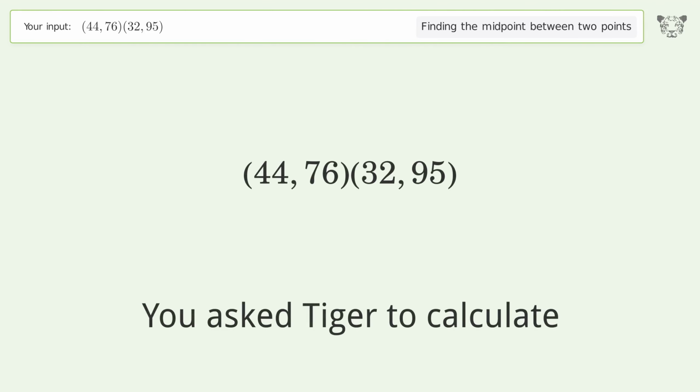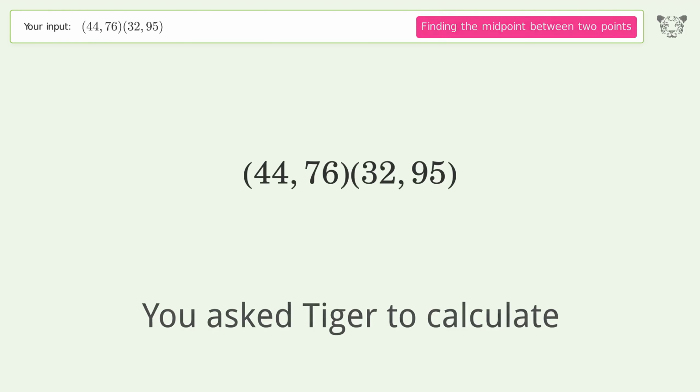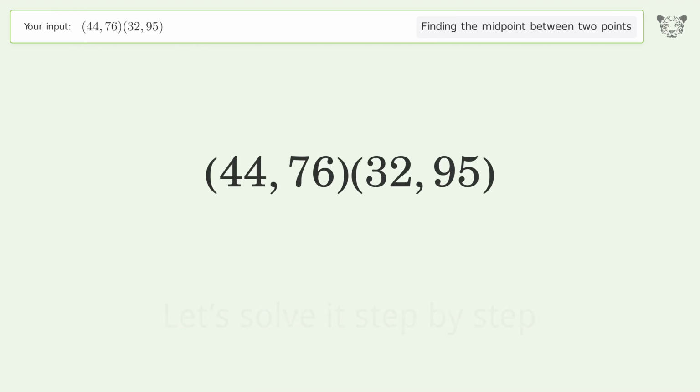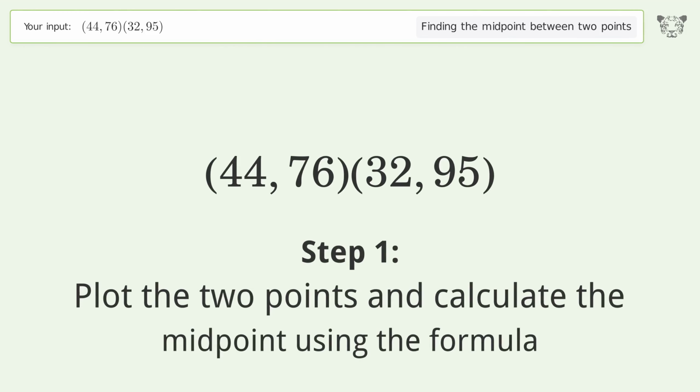You ask Tiger to calculate. This deals with finding the midpoint between 2 points. The midpoint between the 2 points is 38, 85.5. Let's solve it step by step. Plot the 2 points and calculate the midpoint using the formula.